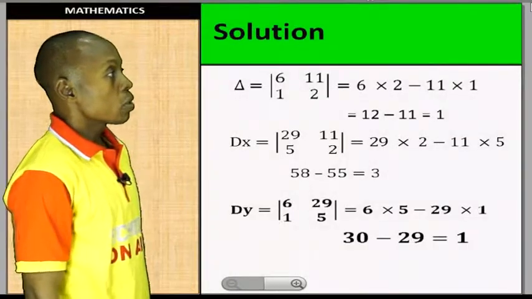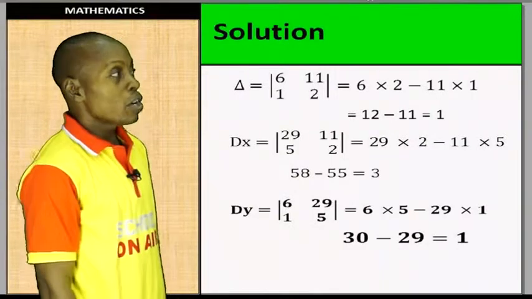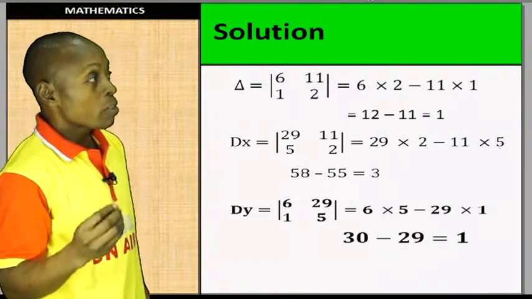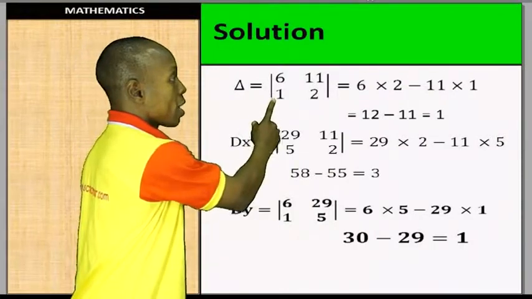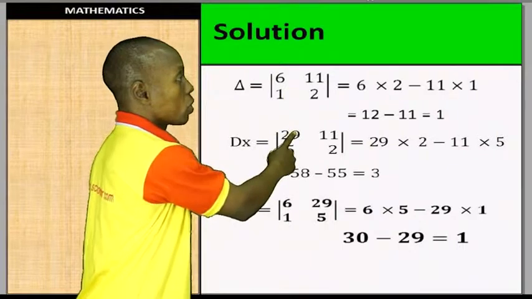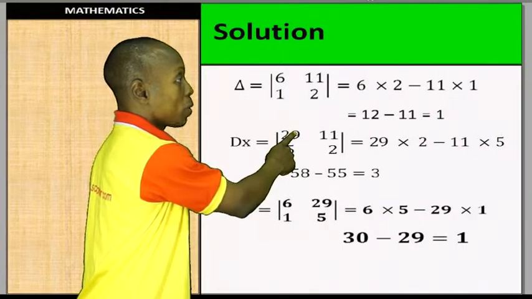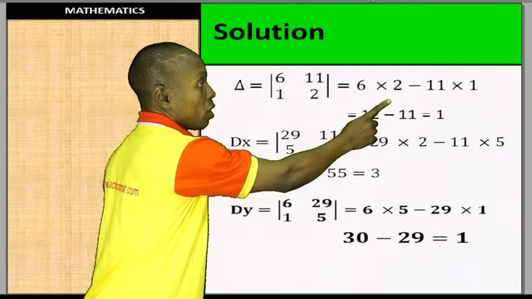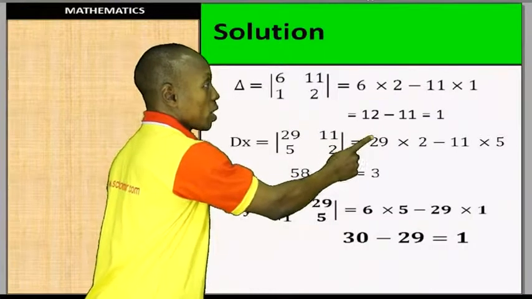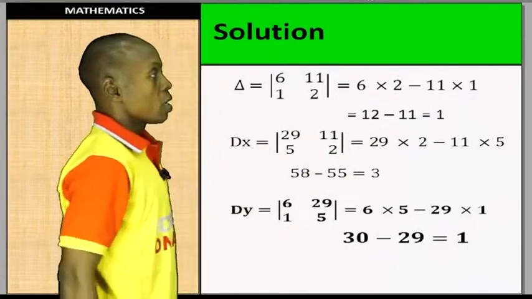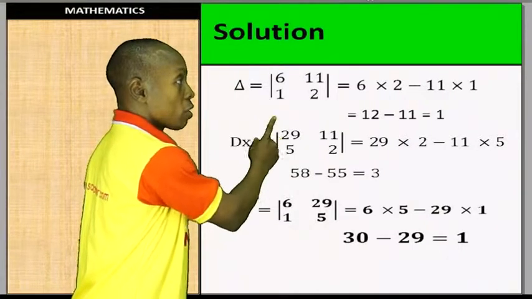So let's see how it goes. The first thing is we are to get the general determinant, and for that determinant we have 6 and 1, then 11 and 2. I told you to multiply 6 by 2, then subtract 11 multiplied by 1. So you have 6 times 2 minus 11 times 1, which is equal to 12 minus 11, which is equal to 1.